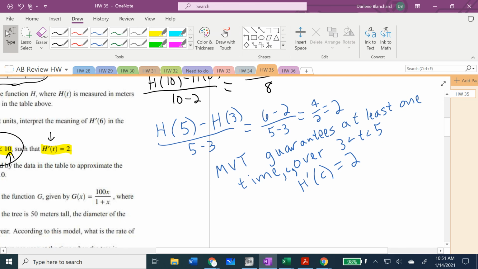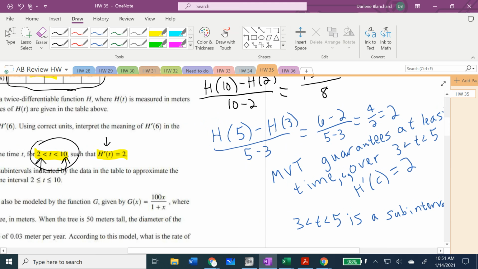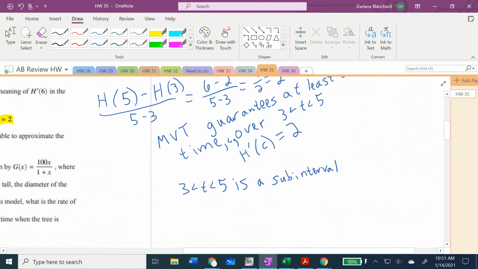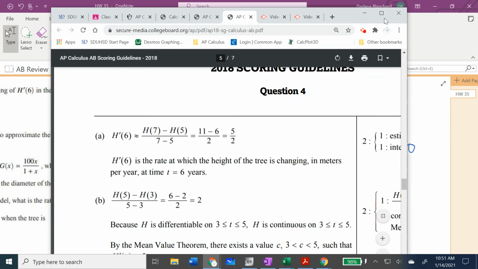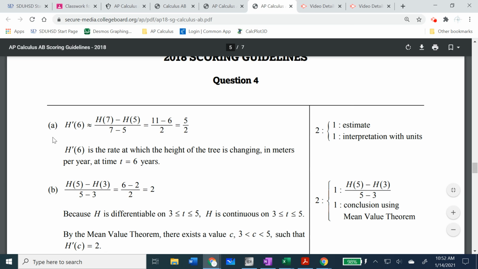However, you should state that the interval of 3 to 5 is a subinterval of the time frame they gave you of 2 to 10. And therefore, there must be a c between 2 and 10 if it's in a subinterval, for which it is true. Let me put the answers up so you can see how the problem was written.